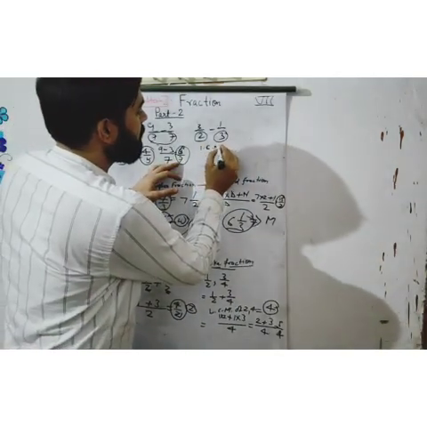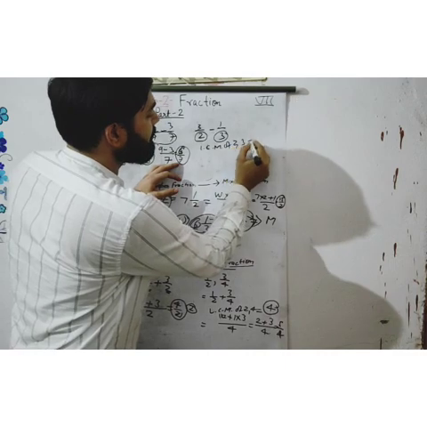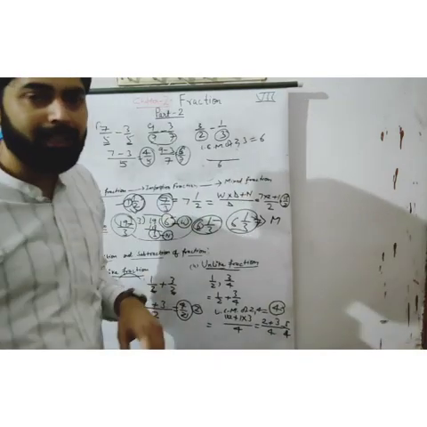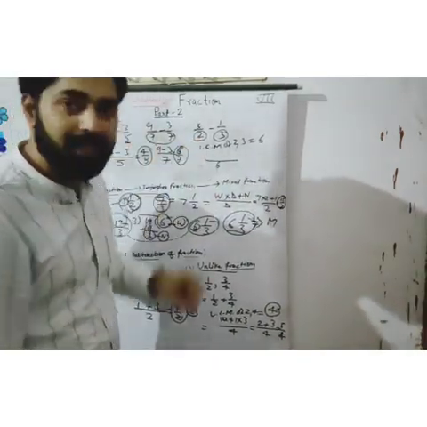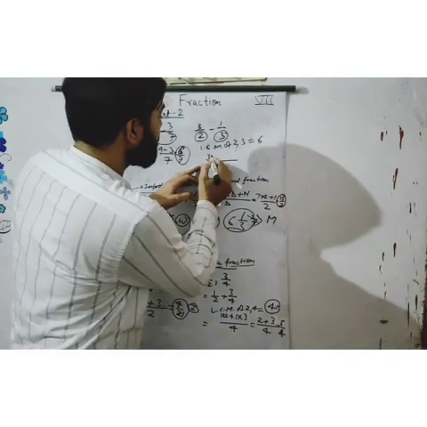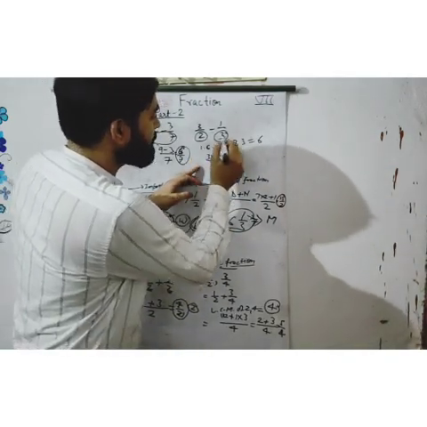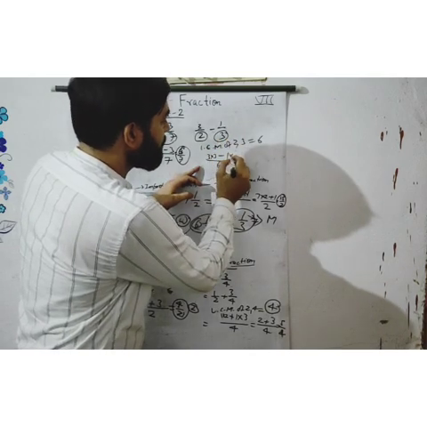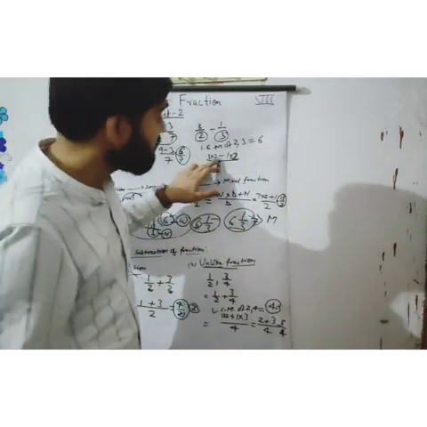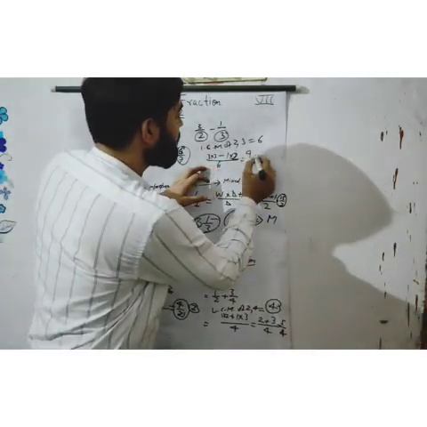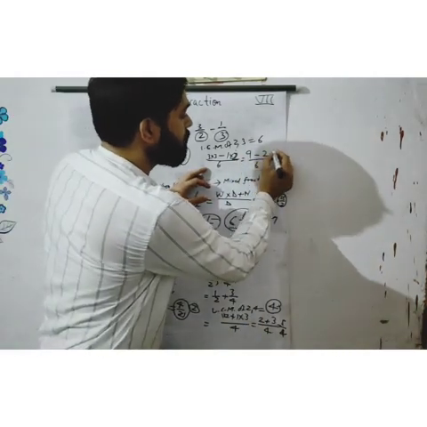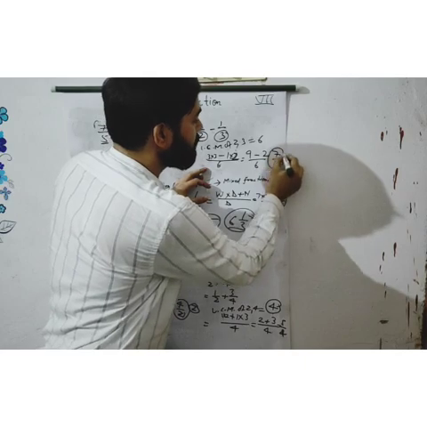The LCM of 2 and 3 is 6. We write 6 as the common denominator. Then 6 divided by the first fraction's denominator: 2 3s are 6, then 3 multiplied by 3. And then minus, 3 2s are 6, then 1 multiplied by 2. So 3 3s are 9 minus 1 2s are 2 upon 6. 9 minus 2 is 7, so 7 upon 6.